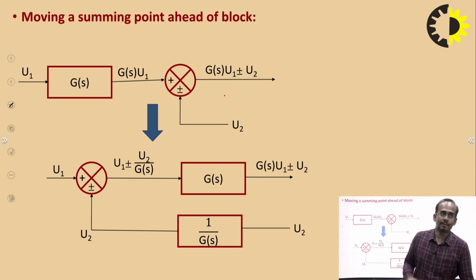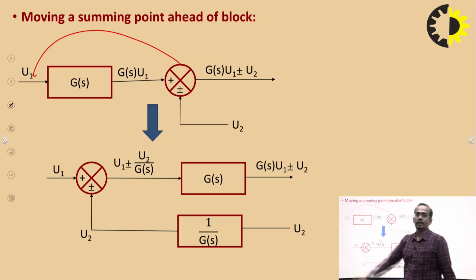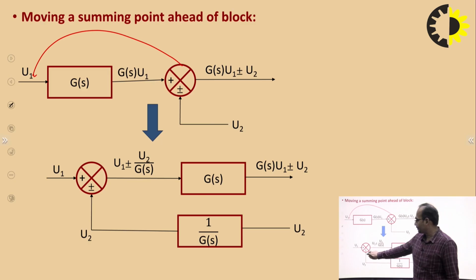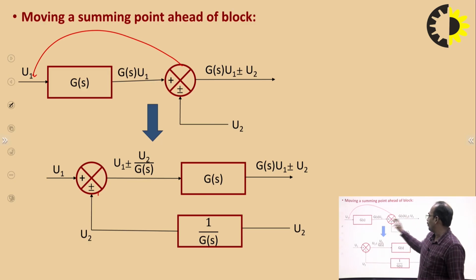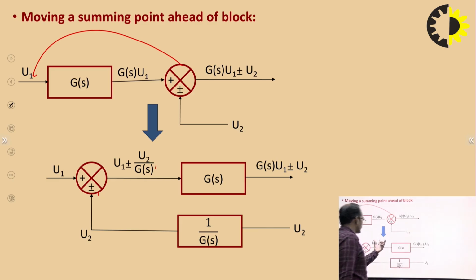Next is moving a summing point ahead of a block. I am shifting the summing point to this position. So if I am shifting to this position, what is the output here? Gs u1 plus minus u2. If I have shifted this summing point to this position, the resultant output for this summing point is u1 plus minus u2.